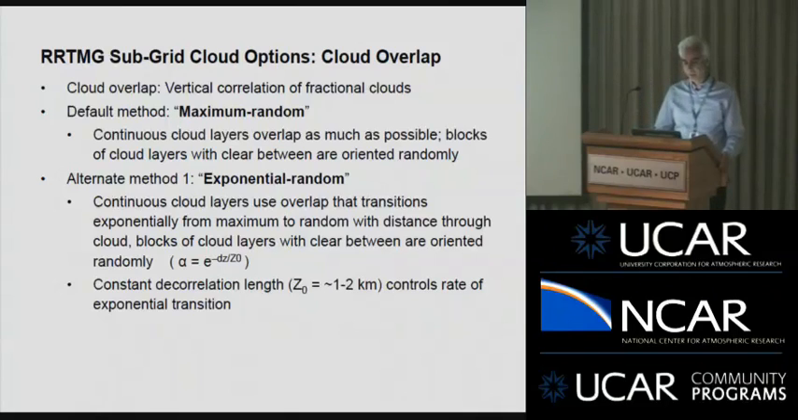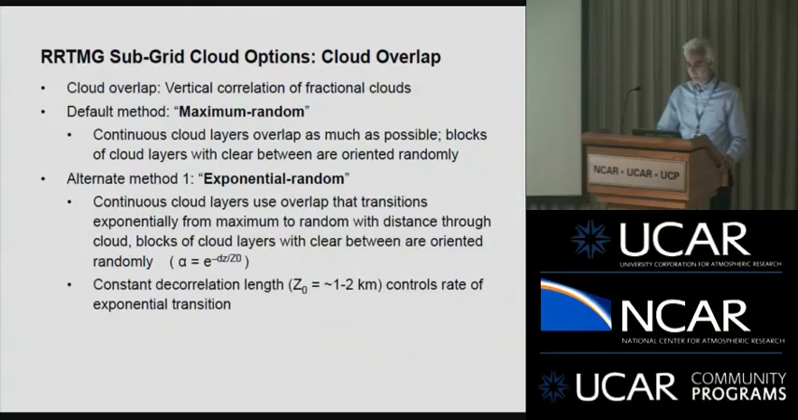So this is a rather severe approximation, as it's forcing the cloud to be maximally overlapped over its whole distance. There may be cases where you do have a tall cumulus cloud, but if you have wind shear, for example, it can be blowing the top of the cloud sideways relative to the bottom. The cloud won't necessarily be totally vertically correlated. It may be more randomly correlated the further up you go. So that's the rationale behind the other method that we call exponential random.